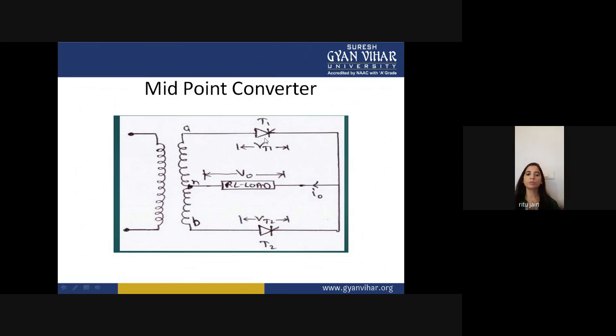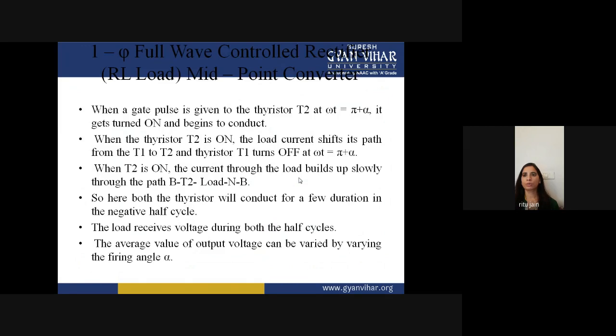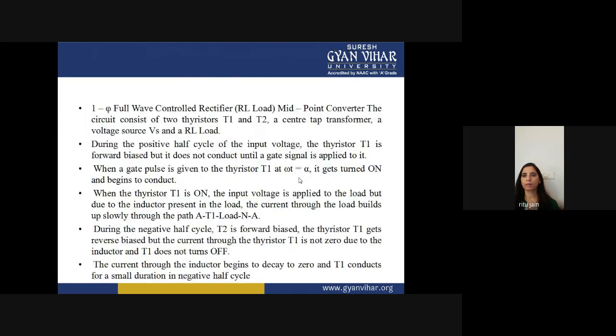And here you are using only two SCRs, which are T1 and T2, and the load which you are using is an R load. The output voltage which you are getting across this midpoint converter is V0, and the current which is flowing through this converter is I0. Okay. So let's come to the waveform of a midpoint converter. Before going to this waveform, I think we must go through these two slides, right? Single phase full wave controlled rectifier, midpoint converter.